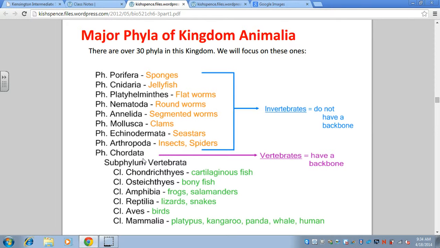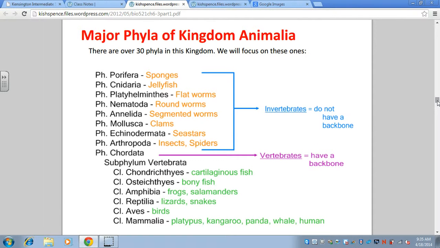So in the first video lesson for the animal kingdom, we talked about the general characteristics that they look at to divide them into different phyla. And then we did an overview of the phyla that belong to the animal kingdom. We're only looking at 9. There's over 30. The first 8 are all invertebrates, and 2 of the subphyla for phylum Chordata are invertebrates, but we will also focus a little more on subphylum Vertebrata because that's the group to which we belong.